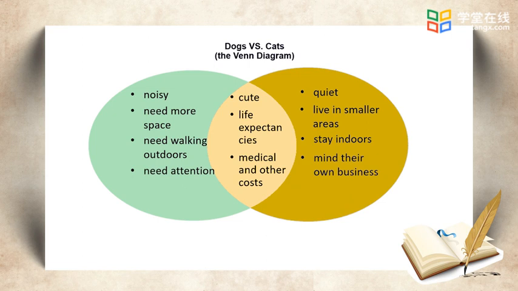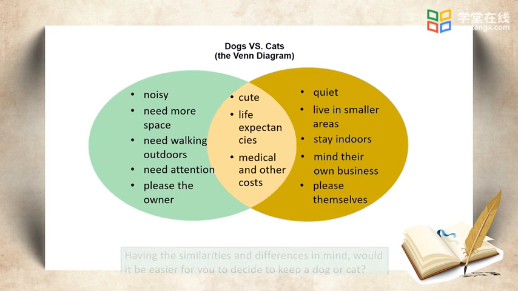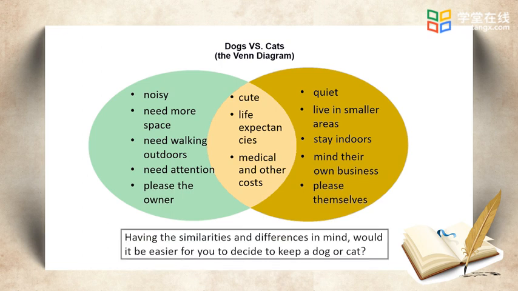Cats are completely different in this area. They seldom do such things, but only mind their own business. Dogs please their owners. Many dog owners have reported that the dog can sense the moods, and they would wiggle their tail or lick the owner's face to cheer them up. On the contrary, cats seem to be aloof, and they do not interact with their owners. They only please themselves.